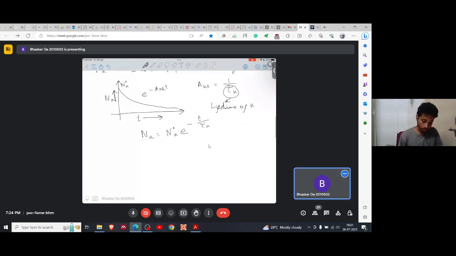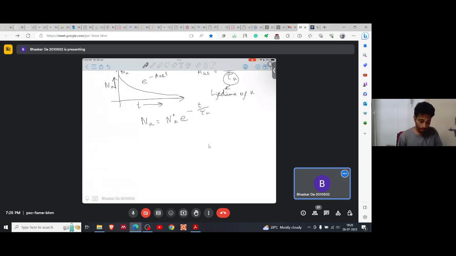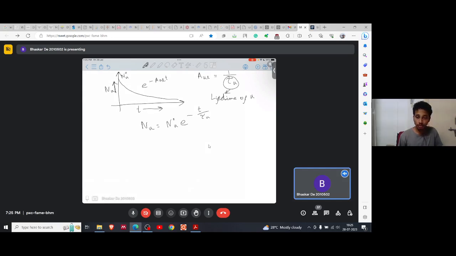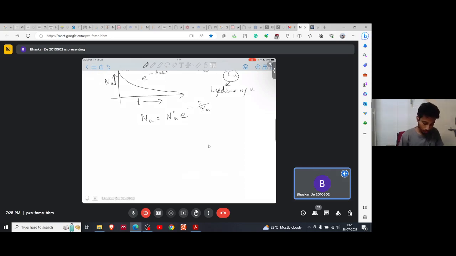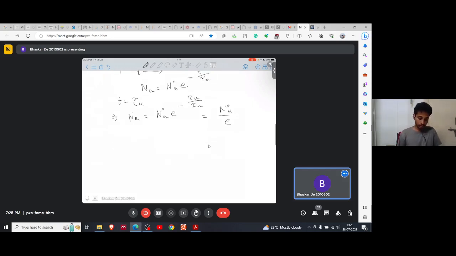Okay, so what does this lifetime mean? The lifetime means after this tau_u time, the population will be exactly 1 by e times the initial population. So here I will put t equal to tau_u. That will give us n_u equal to n_0u e to the power minus tau_u by tau_u, that is exactly 1 by e. So after tau_u time, the population is 1 by e times.